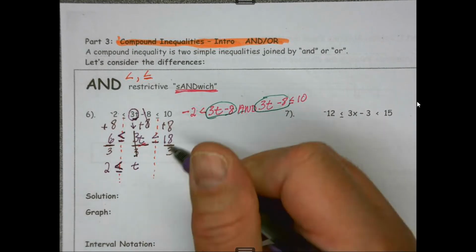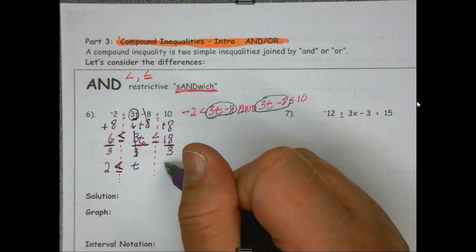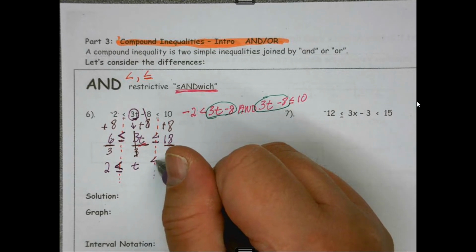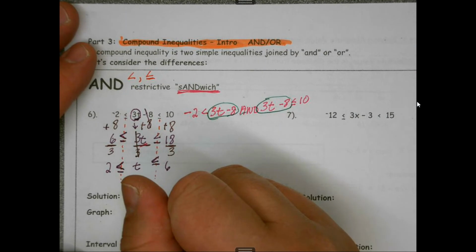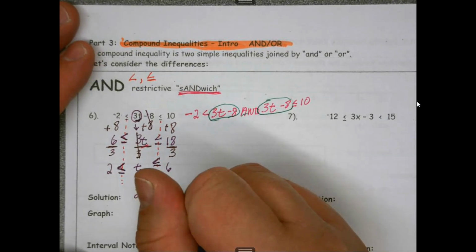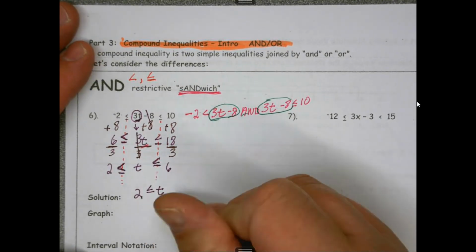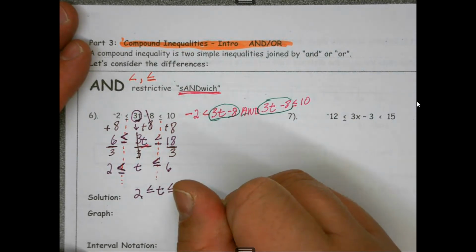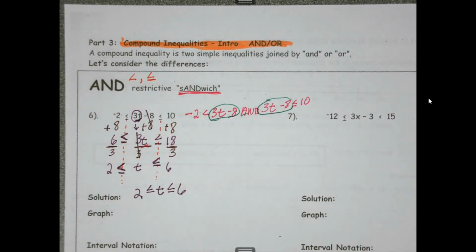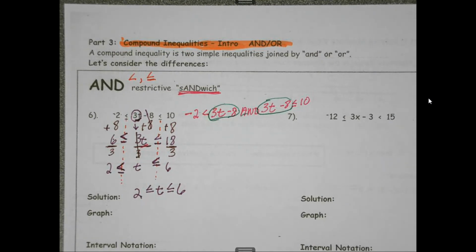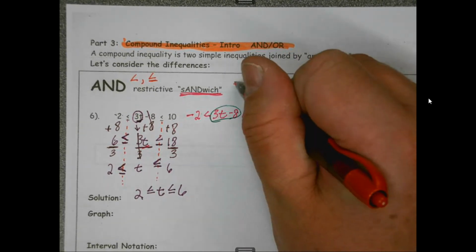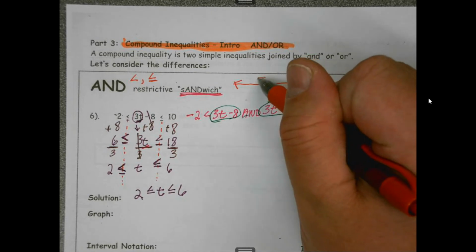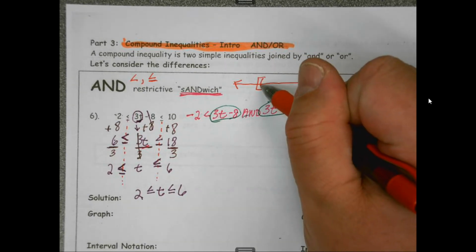So here's my solution: 2 is less than or equal to t is less than or equal to 6. Now, this is an "and" statement. It's sandwiched together, so my graph is always going to be one of those in-between graphs, either bracket or parenthesis, and I'm going to shade in between. That's always going to be true for my "and" graph.